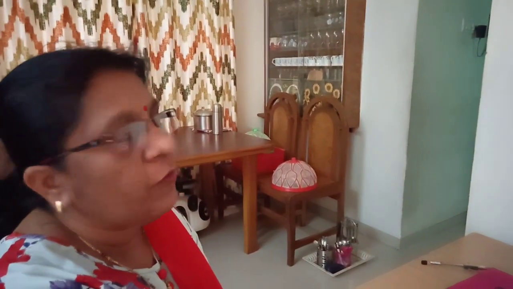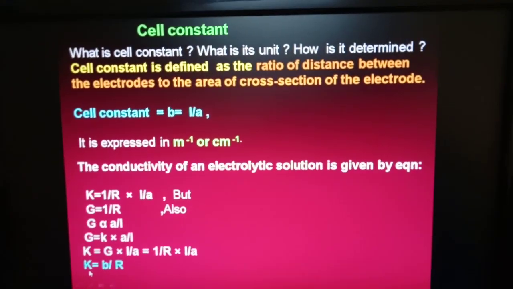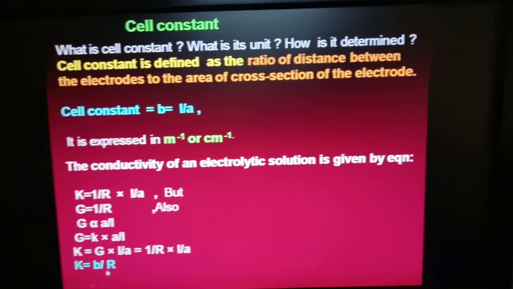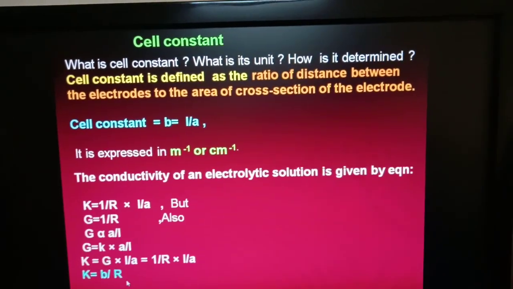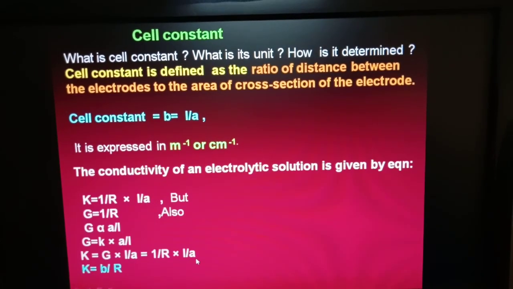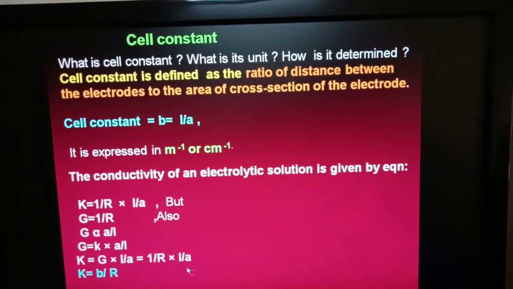Yesterday you have studied about cell constant. You know about cell constant. It is the ratio of distance between the electrodes to the area of cross section of those electrodes. So the two important formulas we should know: cell constant b is equal to l by A, and cell constant upon resistance, that is b upon R, is equal to electrolytic conductivity, that is k.